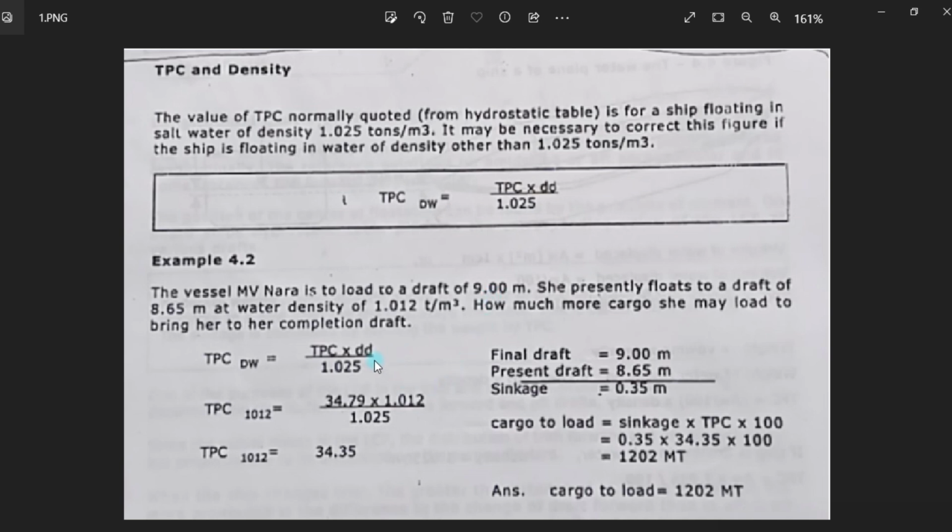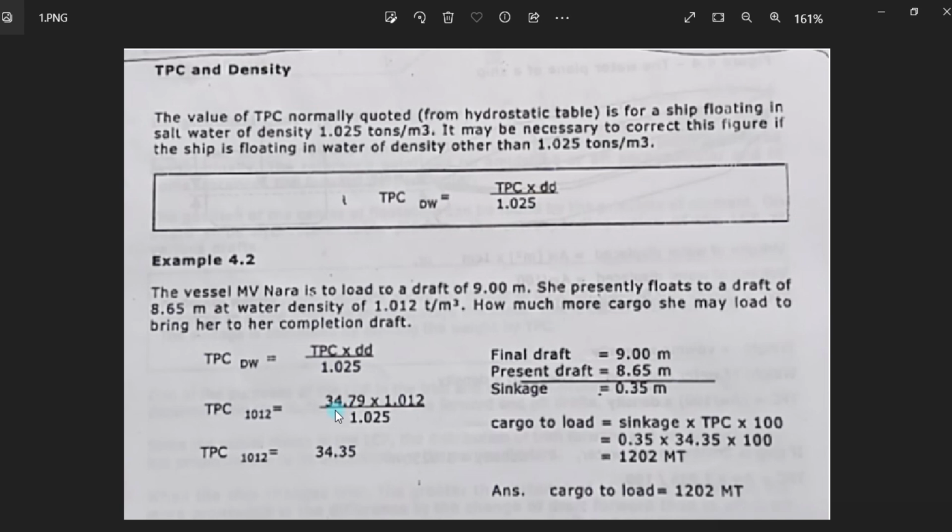So first things first, he wants the TPC of the draft of 8.65 in a density of 1.012. So we have to compute the TPC for this density. This is the formula: TPC times local density over 1.025.